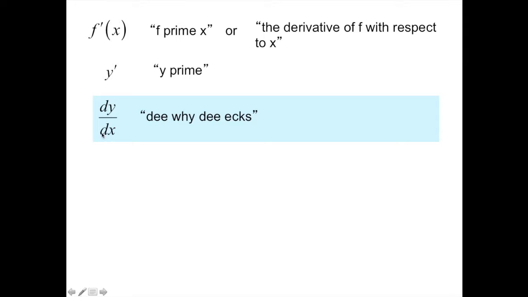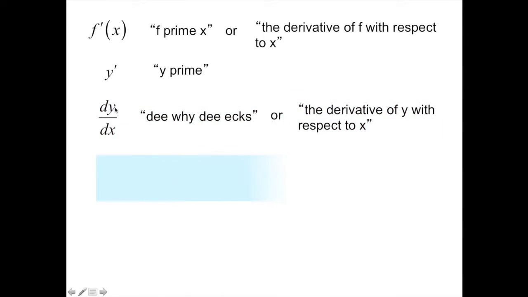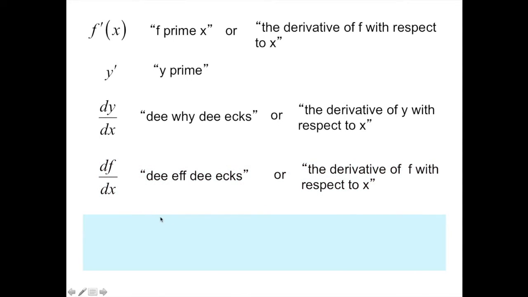It's supposed to resemble a fraction, and it helps you remember that the derivative is an instantaneous rate of change. It's a rise over a run, so to speak. So we can say the derivative of y with respect to x. We could use the function notation again, so we could say df dx, which is the derivative of f with respect to x.